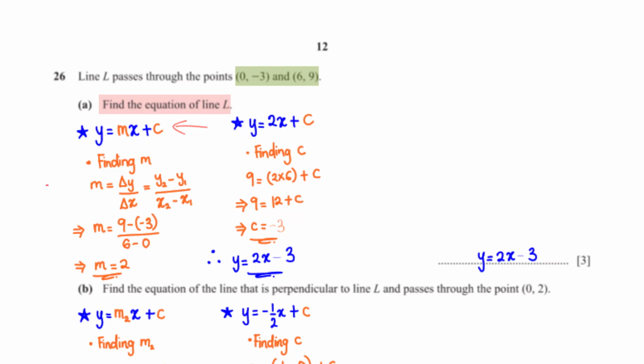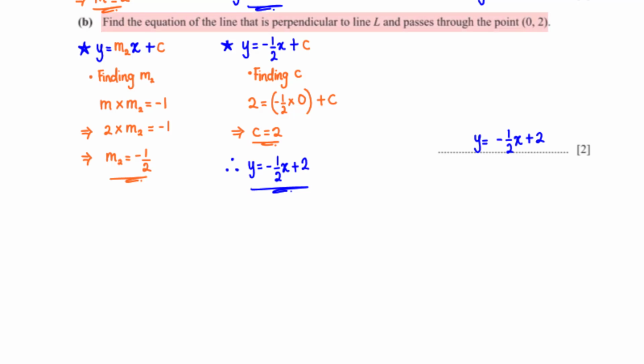To find the slope, that is equal to y2 minus y1 divided by x2 minus x1. When we slot in the given coordinates, we get 9 minus -3 divided by 6 minus 0. And when we type this into the calculator, we get m equals 2. So we now have y equals 2x plus c. By slotting in one set of coordinates, in this case I'm using (6, 9), we now get 9 equals 2 times 6 plus c. And this gives us the value of c as 3. So the final equation of line L is y equals 2x plus 3.